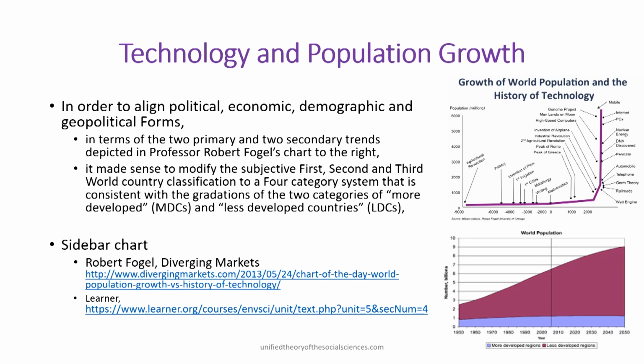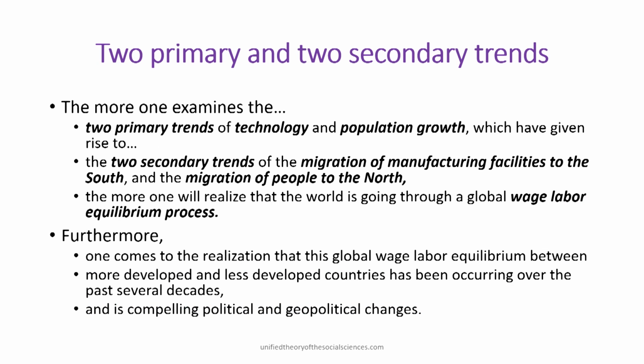In order to align political, economic, demographic, and geopolitical forms in terms of the two primary trends and two secondary trends depicted in Professor Robert Vogel's chart to the right, it made sense to modify the subjective first, second, and third world country classifications to a 4-category system that is consistent with the gradations of the two categories of more developed and less developed countries.